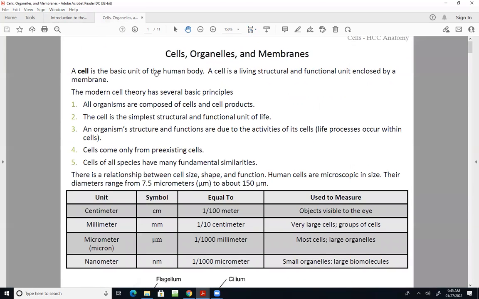Cells are described as the basic unit of the human body. We all begin our life as a single cell. That cell becomes 2 cells, that becomes 4 cells, and so on and so on. Here we are as adults, made up of trillions upon trillions of cells. Very, very amazing. Each cell is a living structural and functional unit enclosed by a membrane. That's your textbook definition. It's living, so it performs life processes, and on the outside it's enclosed by a membrane, which we'll talk about on the very next slide.